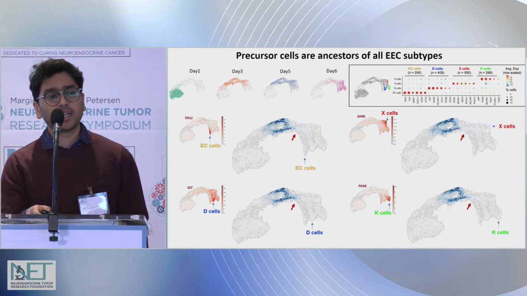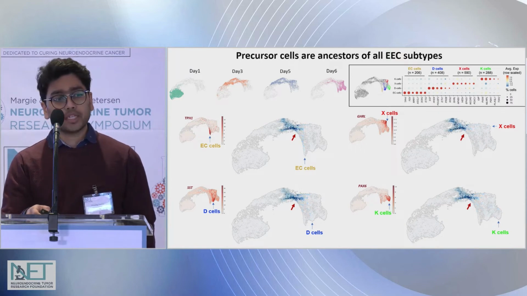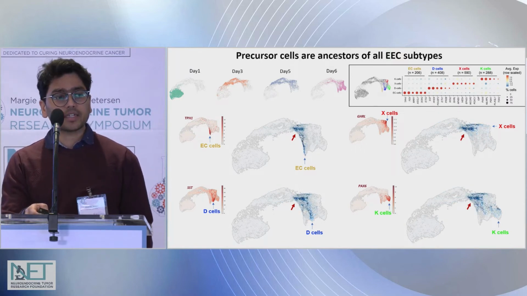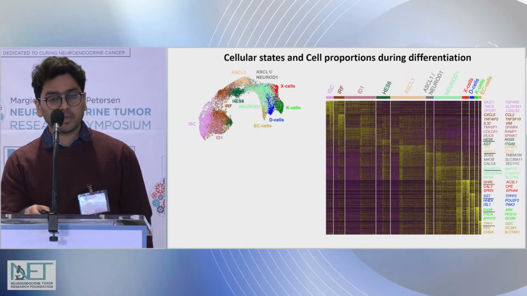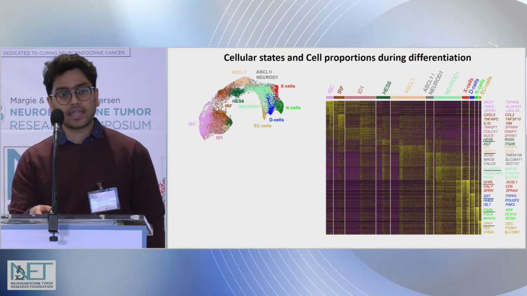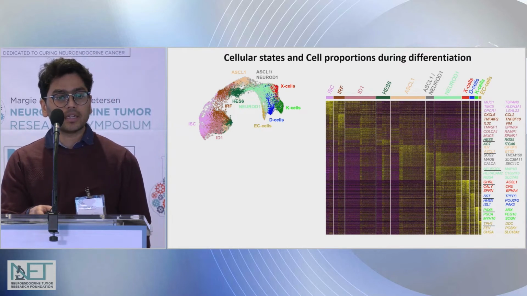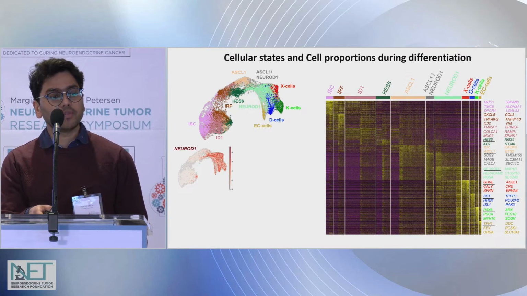To identify the cellular states of these preceding clusters, we grouped them based on the nearest neighbor identity and identified distinct factors that are enriched in each of these different states, where the terminal cells, that is X, D, and EC, are enriched for the specific hormones as underlined, and the preceding state from which they arise is a NeuroD1 positive state.